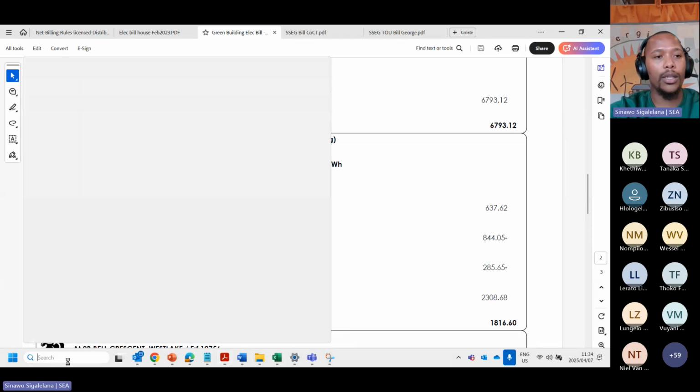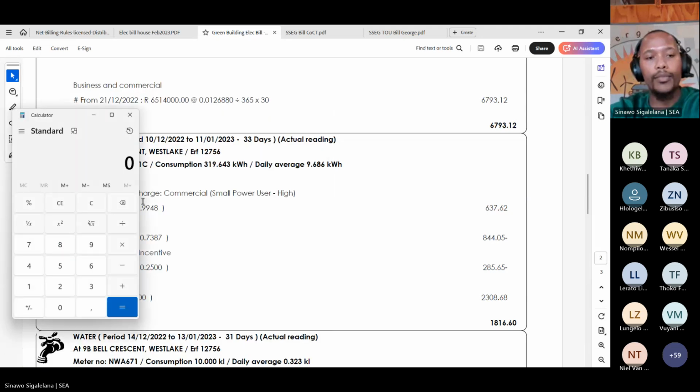A calculator. There we go. I'm going to do another simple calculation. 637.62. That is the bill for the energy we use. And I say minus 844.05. That is the generation offset. Minus, of course, 285.65. What is that? That is the incentive. Plus, of course, 2308, which is the basic charge. Look, you see.